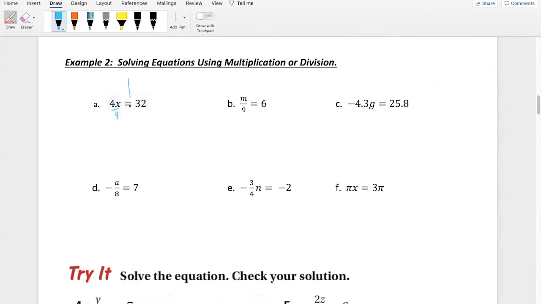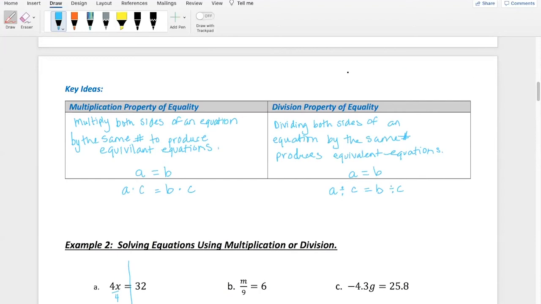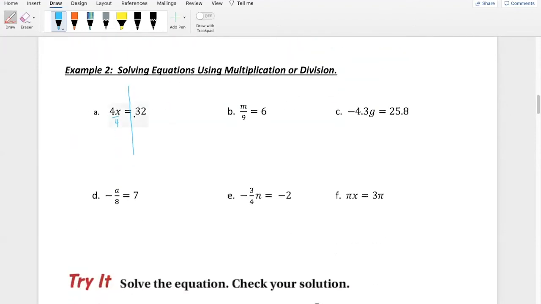And then again, if this is our fence, our equal sign, whatever I did to one side, I have to do to the other. That's back up here with our division property of equality. So that keeps your equation in balance. So we're also going to divide this side by the same number, 4. 4 divided by 4 is 1. So that's really 1x, which I can just bring down as x, our equal sign, and then 32 divided by 4. And so that gives us our answer there. So on this one, we wanted to divide both sides by 4.